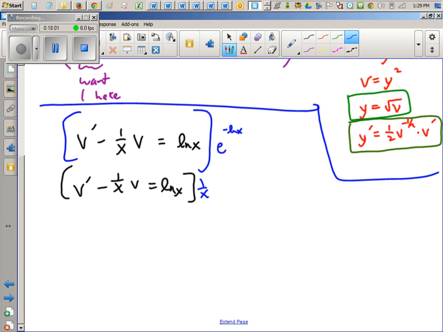And if you multiply this in, you basically get x to the minus 1 v prime minus x to the minus 2 v equals ln x over x. I thought it might be easier to use power notation for the left side so you could clearly see the product rule there. And this is just the derivative of x to the minus 1 v.